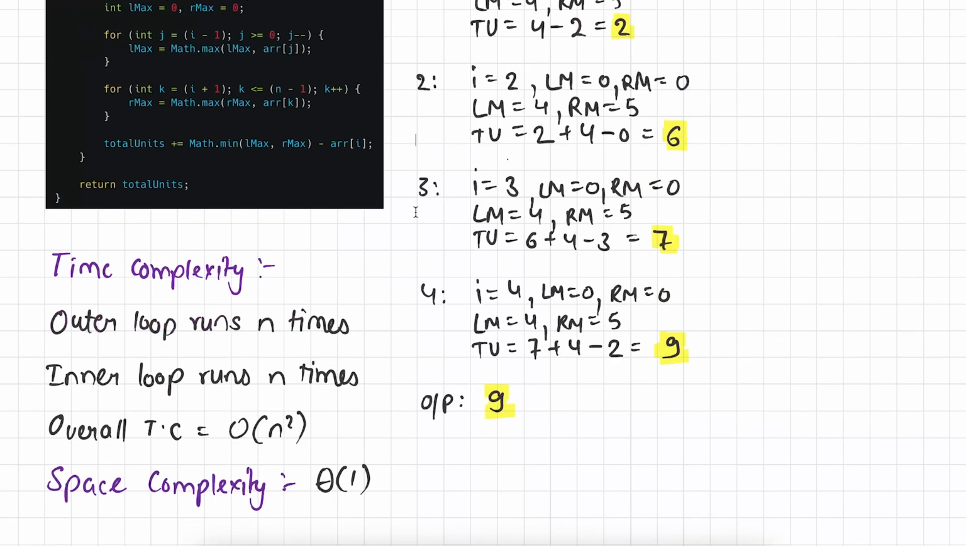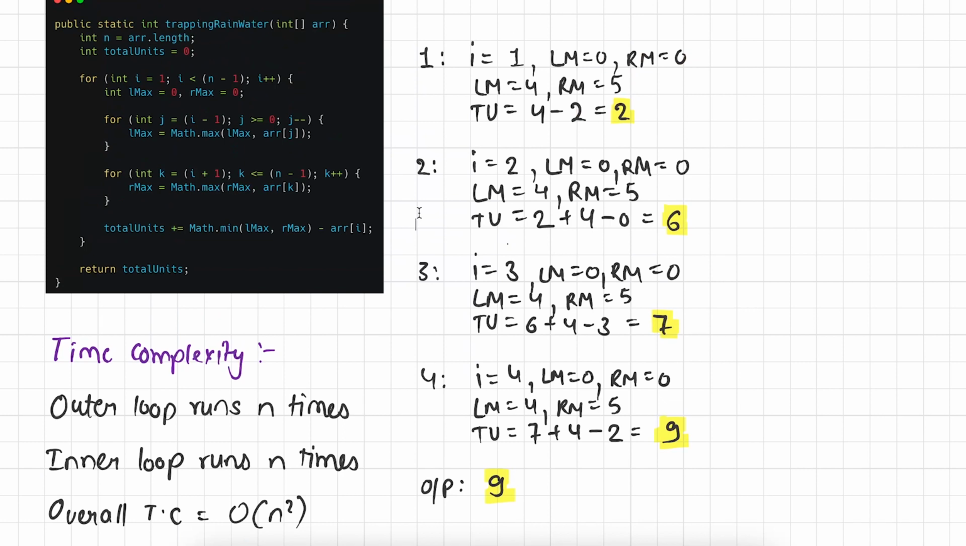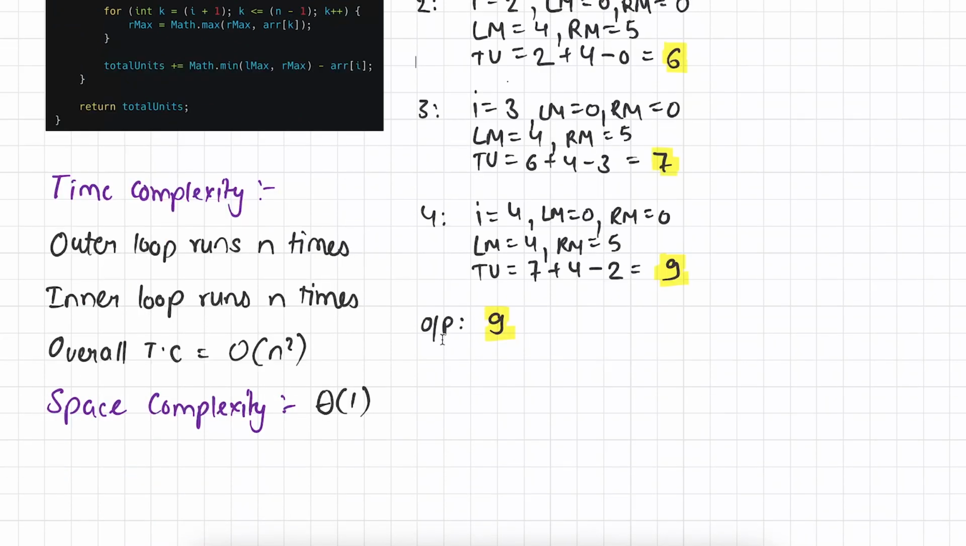And what about the space complexity? We are not using any extra space other than a few variables and the input array. So the space complexity comes out to be theta of 1. So this brute force approach took big O of n squared time and theta of 1 space to solve this problem.